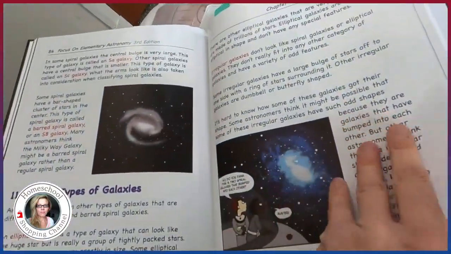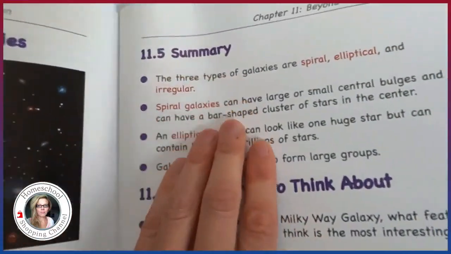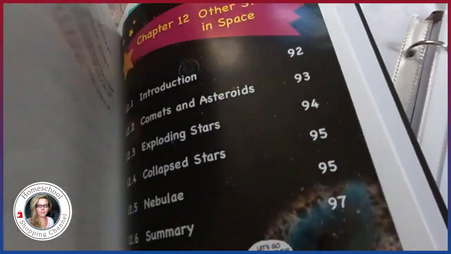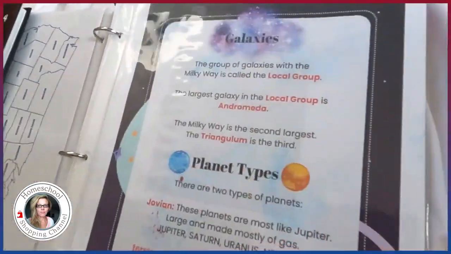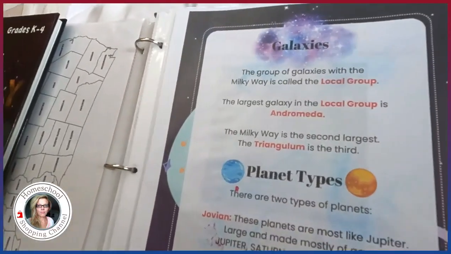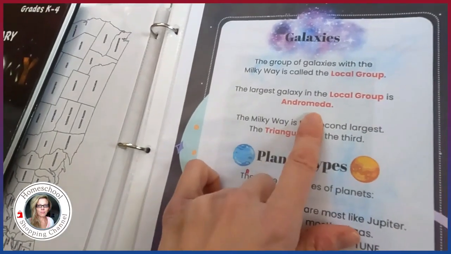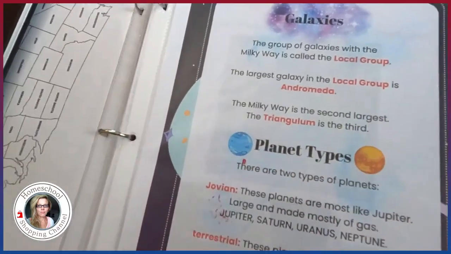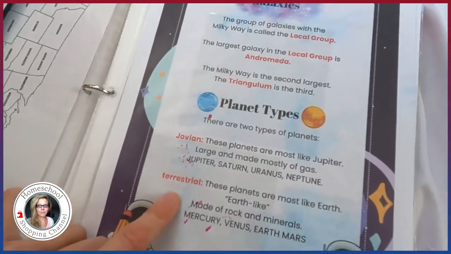So I go through and I read this, and then I make a note at the bottom by pinching a page, or I look at the summary. At the end of every chapter there's a summary, and I decide what I want our kids to memorize, and then I go over here, and this is what I made. I just typed in space thing in Canva, and it pops this up. And then I fill it in about the local group, and the largest galaxy in the local group is Andromeda. The Milky Way is the second largest, and the Triangulum is the third. Okay, so are you seeing? There are 2 different types of planets I also learned from here, Jovian and terrestrial.